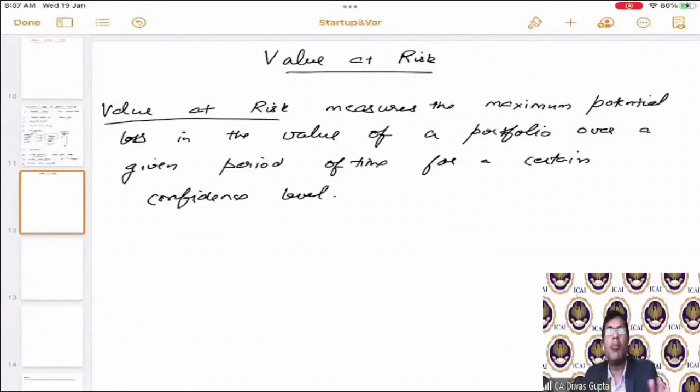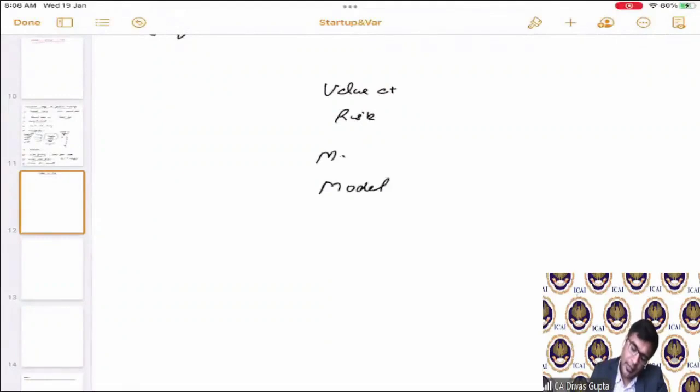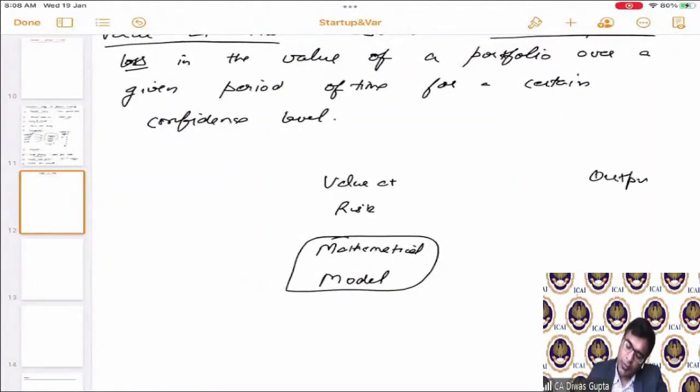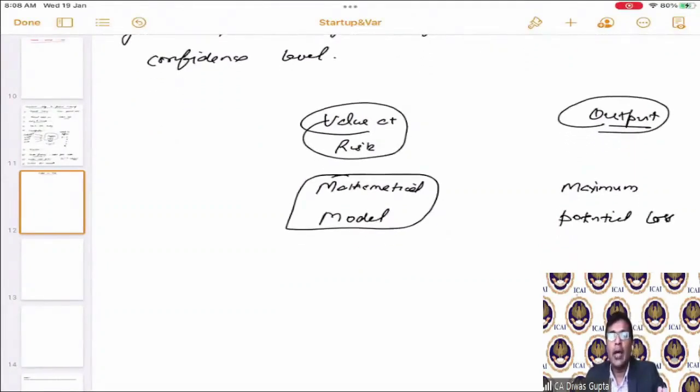Similarly, value at risk is also a model, a framework, which will give us what? Which will give us the maximum potential loss. So this is the output. Value at risk. I'm talking about this as a mathematical model which will give you an output of maximum potential loss. Correct, students? So it will give you the output of what is going to be the maximum potential loss.